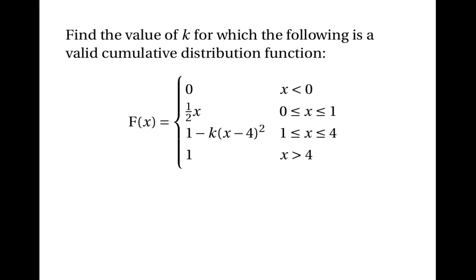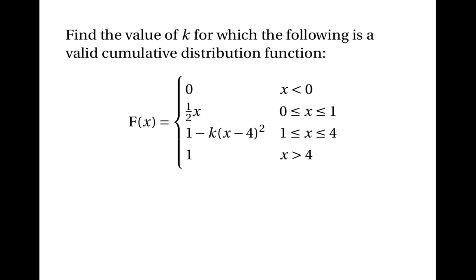So we're told that f of x is 0 when x is less than 0, a half of x when x is between 0 and 1, 1 minus k times the square of x minus 4 when x is between 1 and 4, and 1 when x is greater than 4. Now the key thing is there can't be any sudden jumps, and we should be on the lookout to see if there are any jumps when x is 0, when x is 1, and x is 4, because that's where the definition changes from one thing to another.